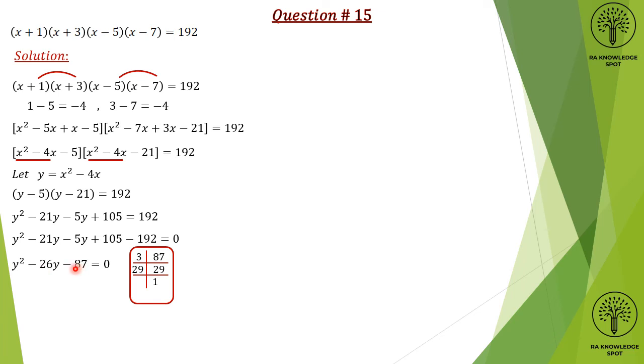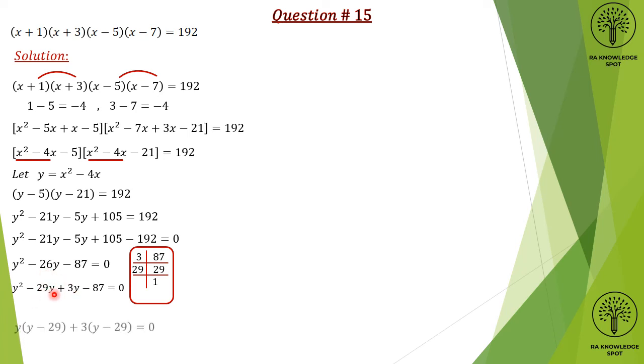If you don't get the pairs of that number, that is 87, you can see here 3 2s are 6, 3 9s are 27, and 29 1s are 29. Okay, now we have to make it like 29 3s are 87, and when you subtract you will get 26. These are the factors or the pair of this question.